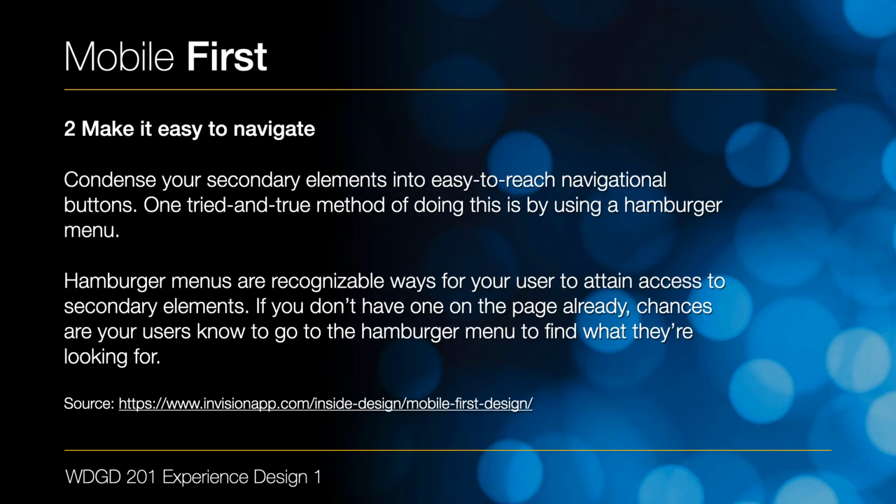2, make it easy to navigate. Condense your secondary elements into easy to reach navigational buttons. One tried and true method of doing this is by using a hamburger menu. So we talked about hamburger menus already. Hamburger menus are recognizable ways for your users to attain access to secondary elements. If you don't have one on the page already, chances are users know to go to the hamburger menu to find what they're looking for. So there is one caveat to hamburger menus.